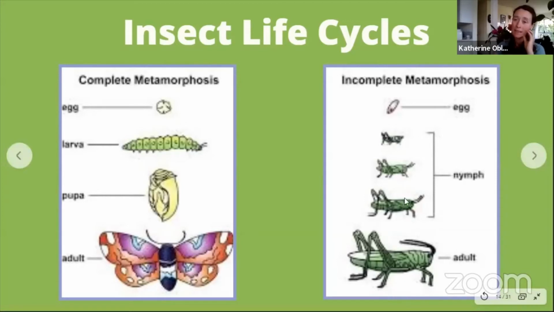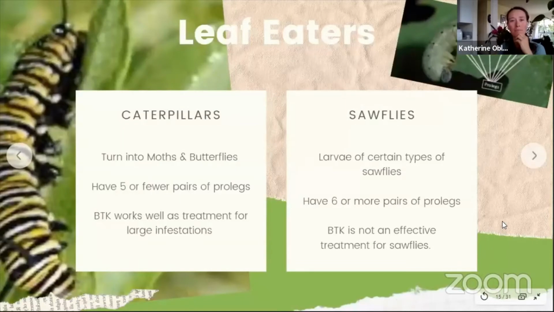And then we've got the incomplete metamorphosis, and this applies to like leaf hoppers, things that have essentially very similar to their adult form, and they develop a little bit more like humans. We'll say that. Okay, anyway, we'll move on to the distinction between caterpillars and sawflies.